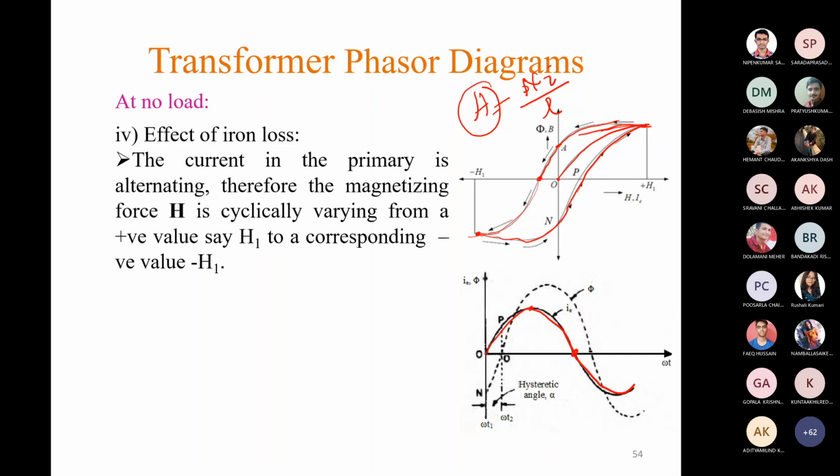Okay, so my point is, at this point and at this point the value of current is 0, but the value of H is not 0. What is the meaning of this? The meaning is the flux value will lag the current value by some angle. Here current is 0 but flux is not 0. Here current is having negative value but flux is 0. So this flux value always lags the current.